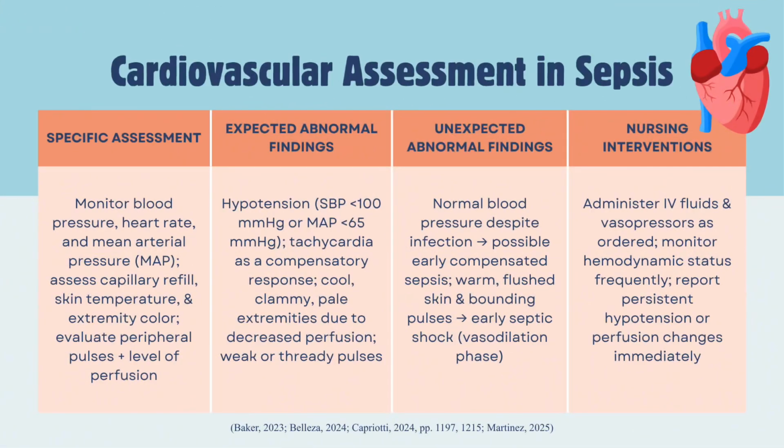In cardiovascular assessment for a patient with sepsis, the nurse closely monitors blood pressure, heart rate, and mean arterial pressure, along with capillary refill, skin temperature, extremity color, peripheral pulses, and overall tissue perfusion. Expected abnormal findings include hypotension, often defined as a systolic blood pressure below 100 millimeters of mercury, or a mean arterial pressure below 65 millimeters of mercury.